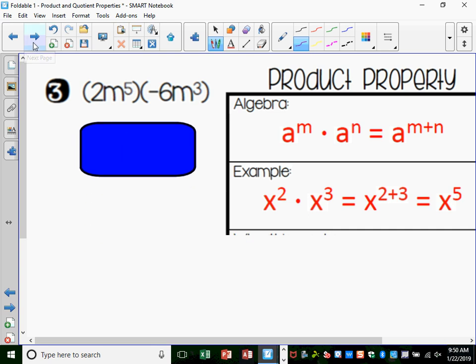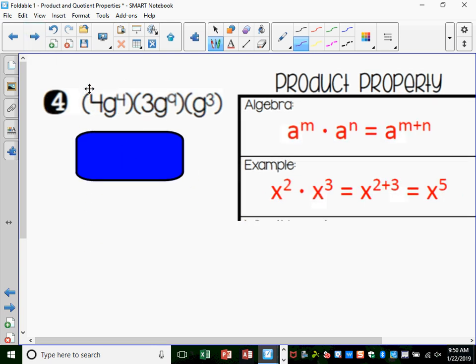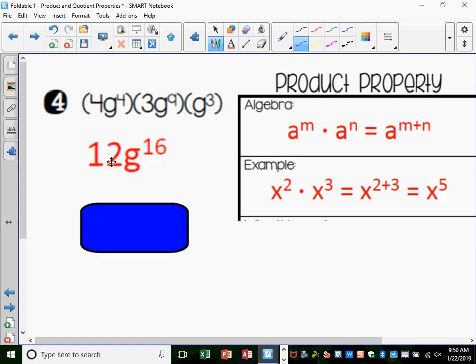All right, next one. So again, we have these numbers in front of the g's, so we can multiply 4 times 3, and then we're going to add the like bases here. 4 plus 9, what's 4 plus 9? And then plus 3. So we're going to have 12g to the 16th. All right, 12g to the 16th.